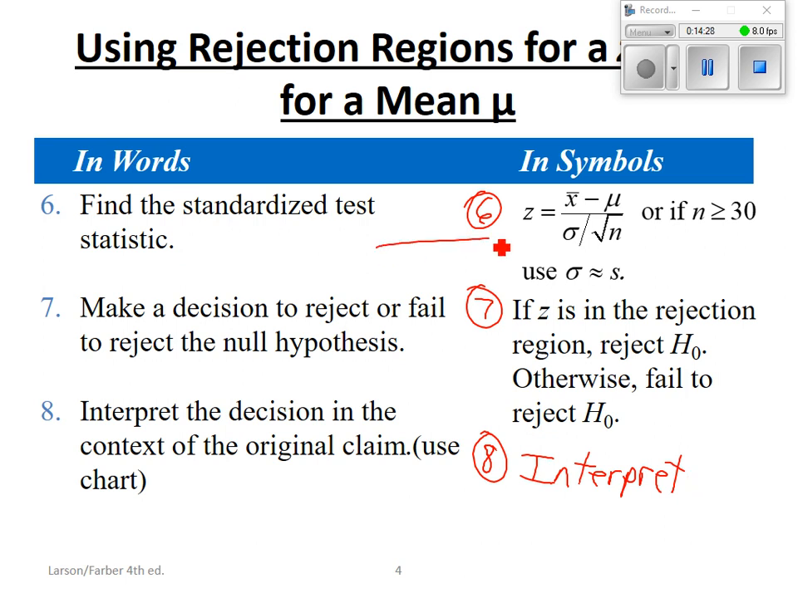This formula again, just make sure it's Z equals X bar minus mu over sigma over the square root of n. That's for section 7.2.